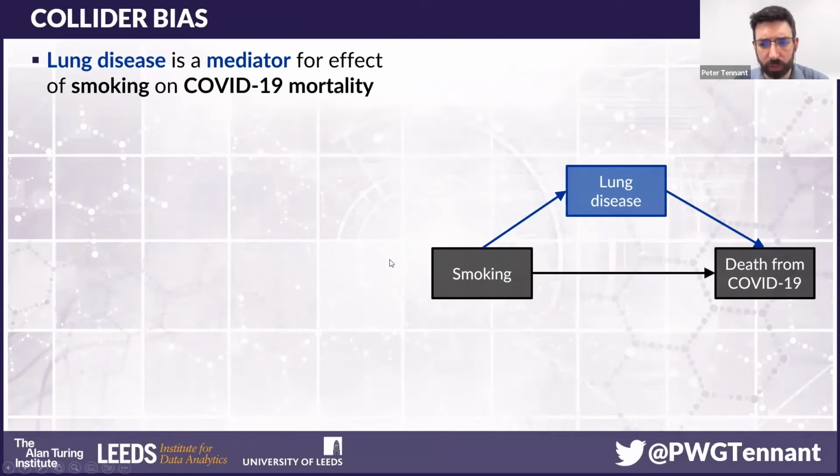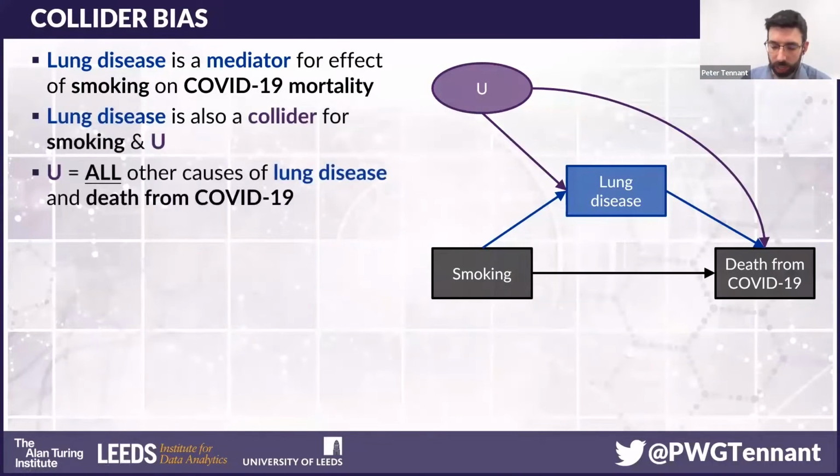So we can understand this if we very quickly draw a tiny little DAG to see what's going on. In this tiny DAG, we've got 3 variables: smoking, lung disease, and death from COVID-19. And we're saying that lung disease is a mediator for the effect of smoking on death from COVID-19, because if you smoke, you're more likely to develop serious lung disease, and in turn, both are likely to cause death from COVID-19. However, there are other variables always lurking. I've labeled these U because we don't know what they really are, but there are always likely to be other variables causing the variables within your situation.